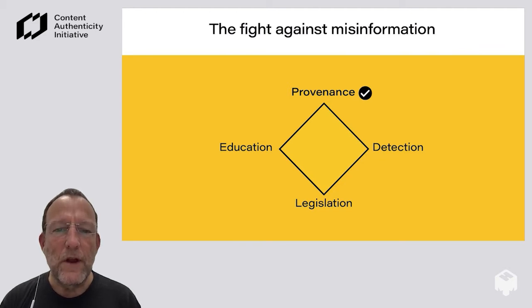And lastly, but not leastly, is the area of provenance. This is where we're focused. Provenance means determining the origins of an image, who made it, and what happened to it along its journey from creation through editing and on to publication.